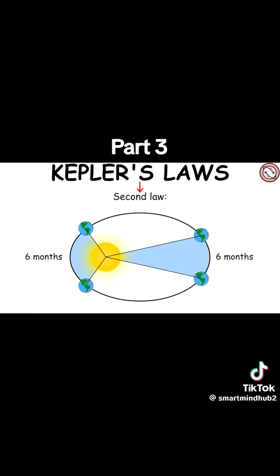equal periods of time. If you measure the area created by drawing a line from the Earth to the Sun and track its movement over a 6-month period, the area will be the same regardless of where the Earth is in its orbit when the measurements begin.